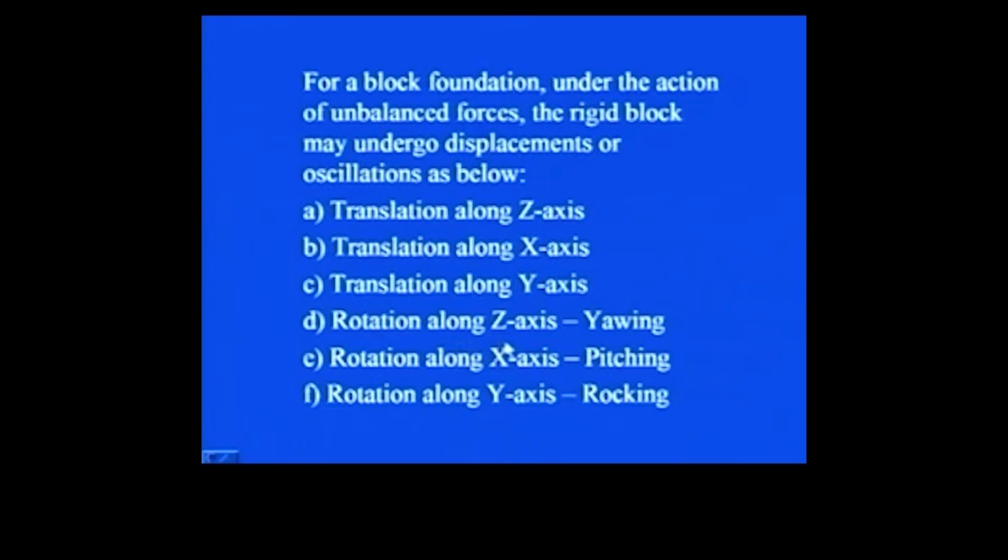So rotation about z axis we call yawing. Rotation about x axis we call pitching, and rotation about y axis is called rocking. So wherever I use the term yawing, this picture should come into your mind that there is a rotation taking place about the z axis, which is the vertical axis. So there are 6 degrees of freedom as far as the action of this unbalanced force is concerned, and they can occur.